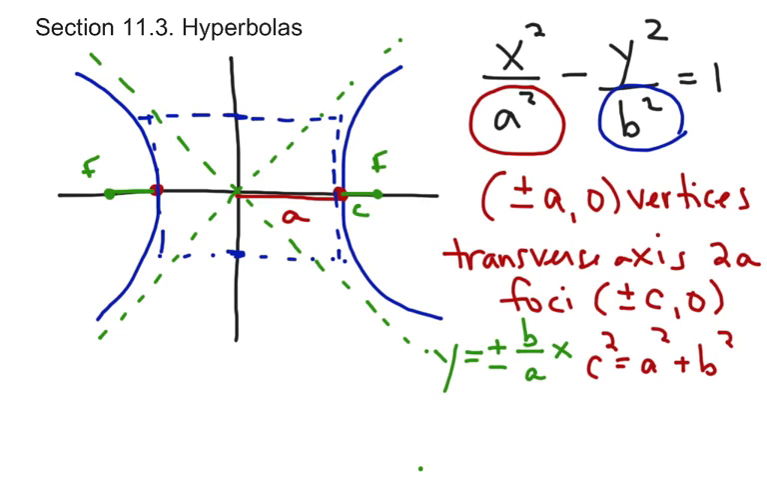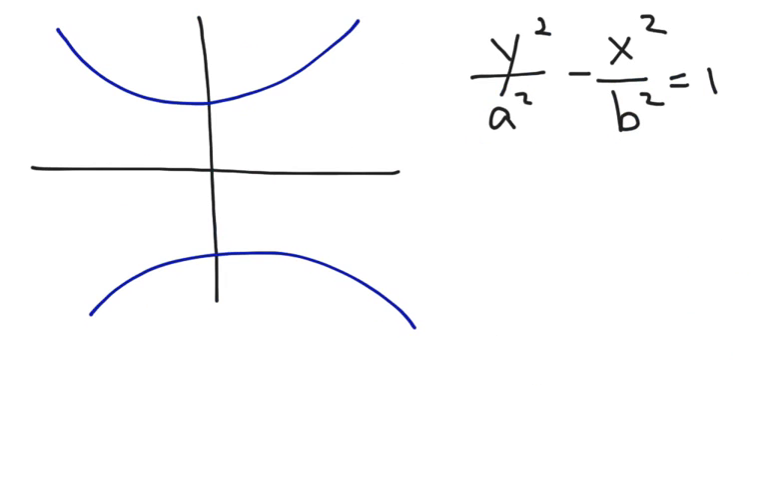All right, now we have to talk about the hyperbola that opens up or down. And you're going to know by just looking at the equation which one it's going to be. Here's a picture of hyperbola that opens up and down. The equation for this particular hyperbola is y squared over a squared minus x squared over b squared equals 1. So here's the deal. If your hyperbola equation starts with x squared, it's going to open to the left and right. If it starts with y squared, it's going to open up or down.